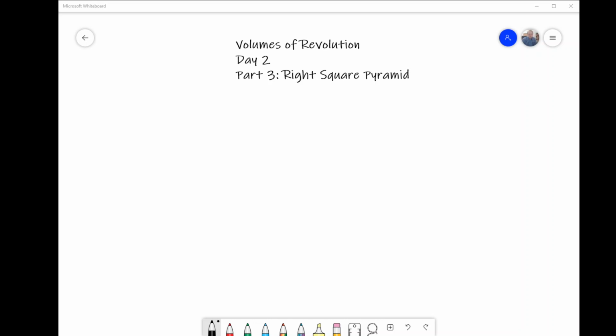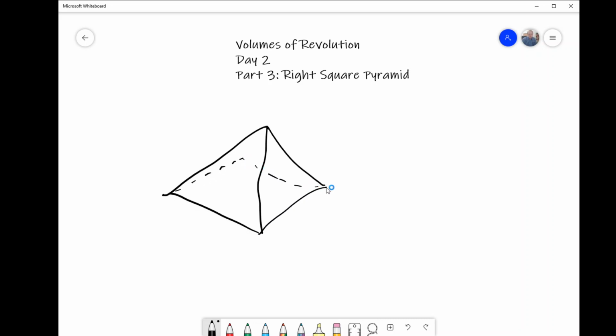So we'll wrap up day 2 of our executive summary of volumes in calculus with something that's not technically a volume of revolution. It is just a regular volume. So if you have a right square pyramid, that means you've got a square base. You could do it with a triangular base or any other consistent area base, but for our purposes today, a square base is going to be a little bit easier.